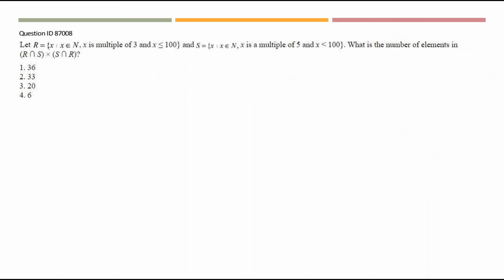Next question. Let R be equal to X that belongs to the set of natural numbers, X is a multiple of 3 and X is less than or equal to 100. S is equal to X is a multiple of 5 and X less than 100. So here the limit will be 1 to 100 and it must be a multiple of 3, and S will be 1 to 99 and a multiple of 5. Let's write R here. 3, 6, 9, 12. Since it's a multiple of 3, I can have 90, 93, 96, 99. Even though it has 100, I cannot take 100 because it's not a multiple of 3. When you take S, you have to end it up with 99.